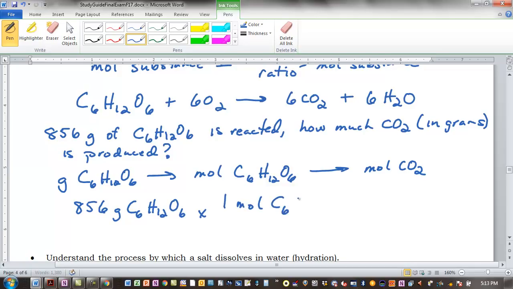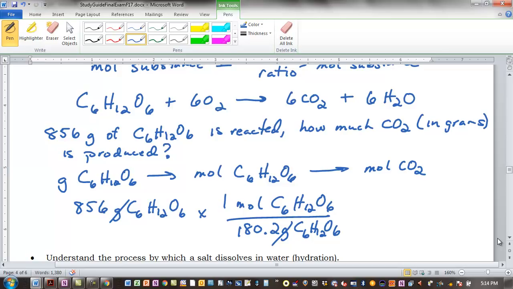Molar mass. Add that up. Should be about 180.2, is that right? 180.16 or something like that. Close enough. Grams cancel. Again, check your units. That's dimensional analysis.